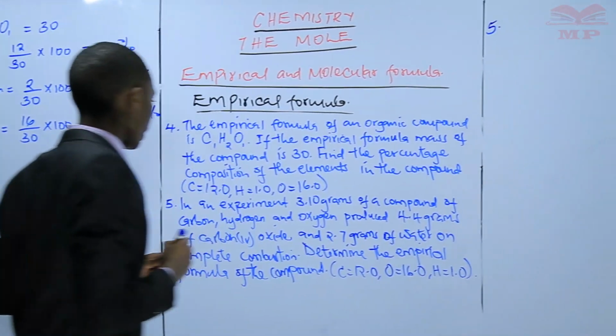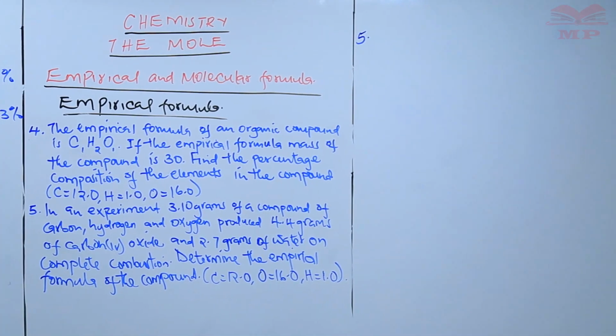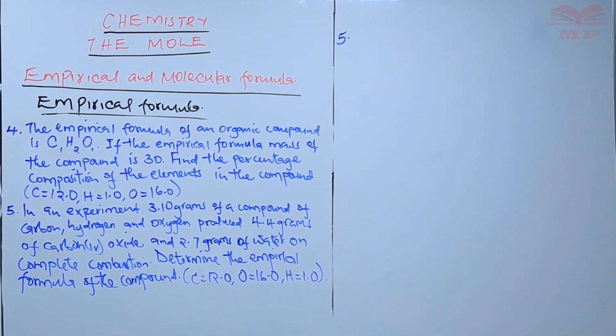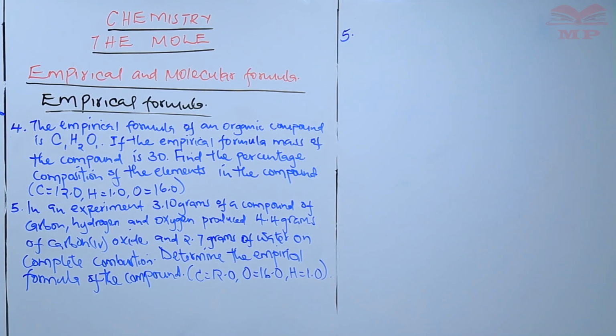Question number 5 is: in an experiment, 3.10 grams of a compound of carbon, hydrogen, and oxygen produced 4.4 grams of carbon dioxide and 2.7 grams of water on complete combustion. Then determine the empirical formula of the compound.